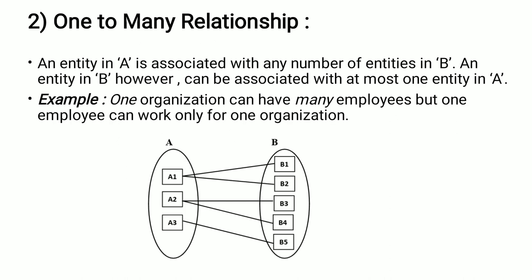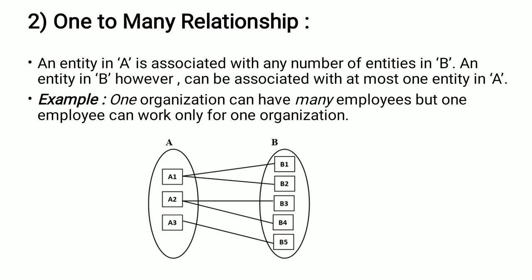The second one is one to many relationship. An entity in A is associated with any number of entities in B. An entity in B, however, can be associated with at most one entity in A. For example, one organization can have many employees, but one employee can work for only one organization. That is one to many relationship.